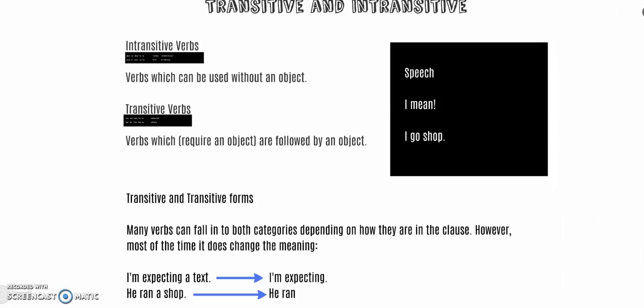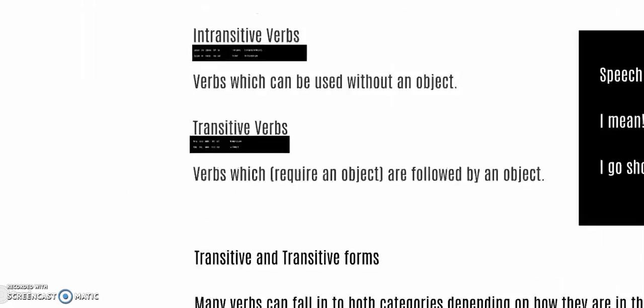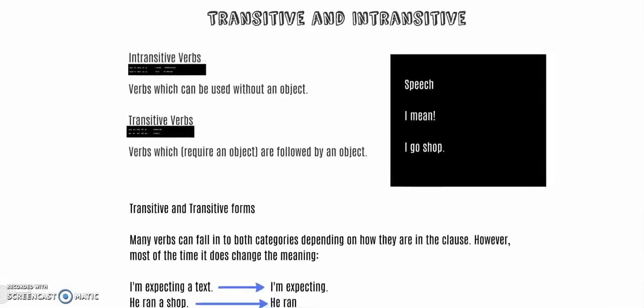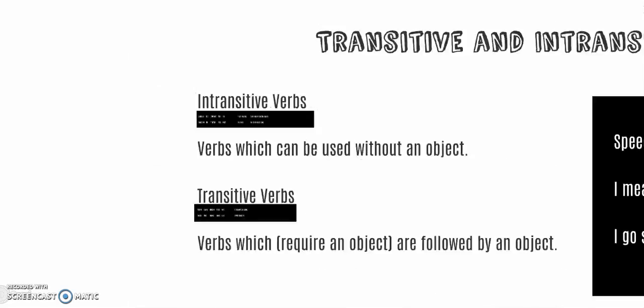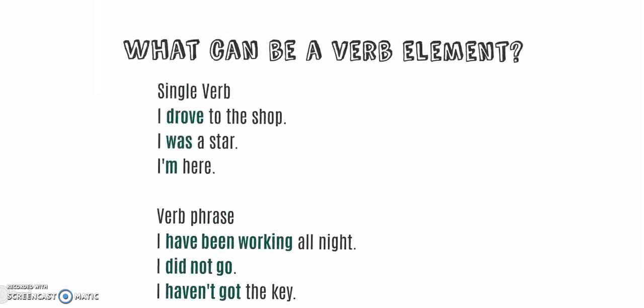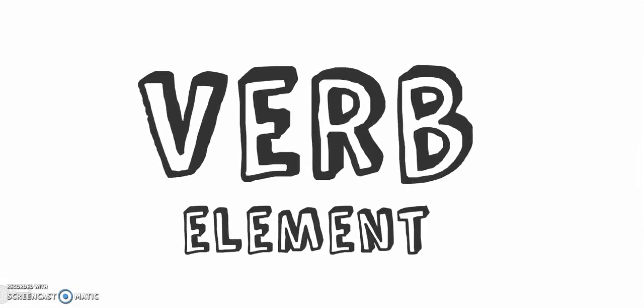Okay, and I think that's it for the verb element. So what it might be worth doing now is having a look at some sentences, having a look at the verb element in action, and seeing whether it's a single verb or a verb phrase, and then trying to work out whether it's in a transitive or intransitive form.